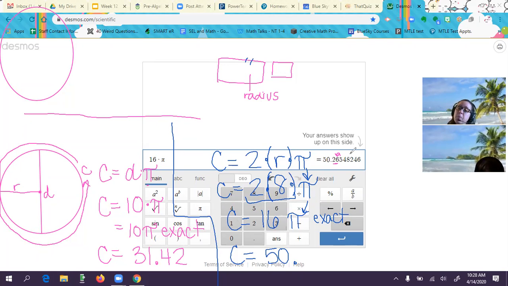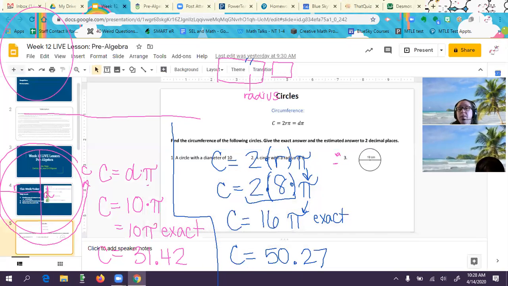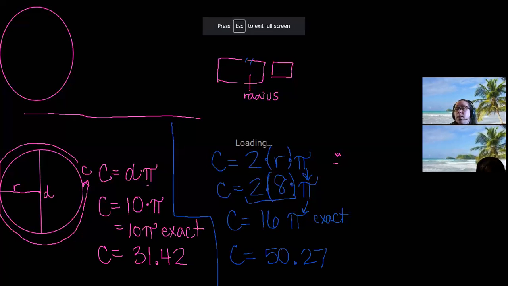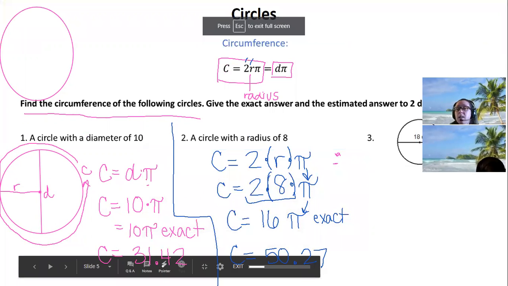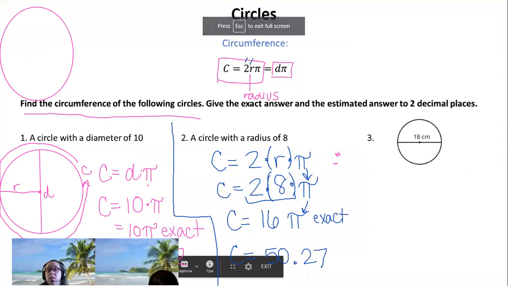That's right, 50.27. The 5 bumps it up. If it was anything lower than that, it would just stay the same. So 50.27. Good. Last one.